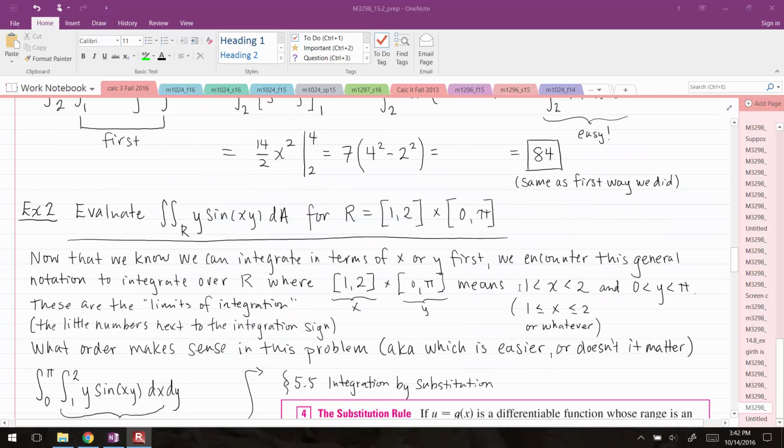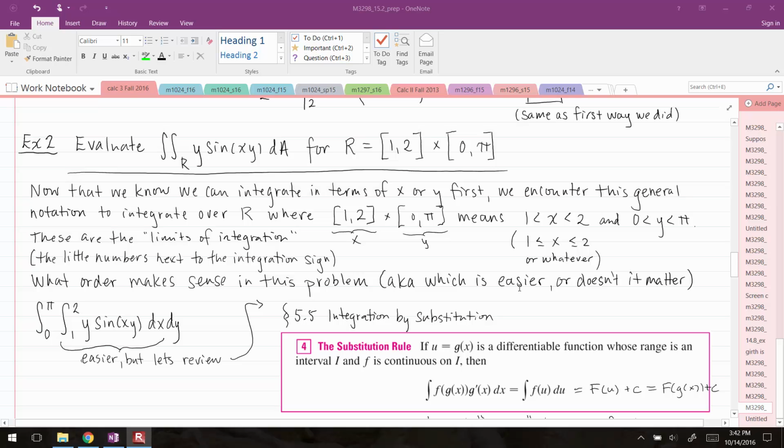So we barely started this example here, example 2, where we're given this general double integral notation, and then we get to decide what order we're going to integrate in. So we notice that integration with respect to y would not be wise to do first, because we have a function of y times a function of y in the sine of xy. So in terms of integration, that's not a good sign. That's going to involve some sort of special technique.